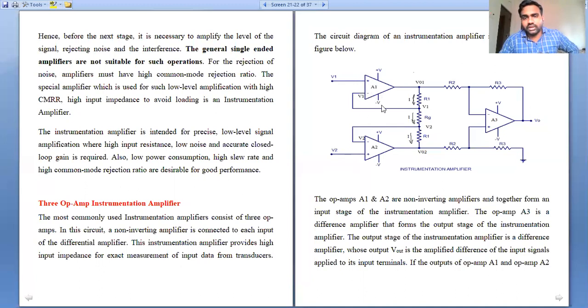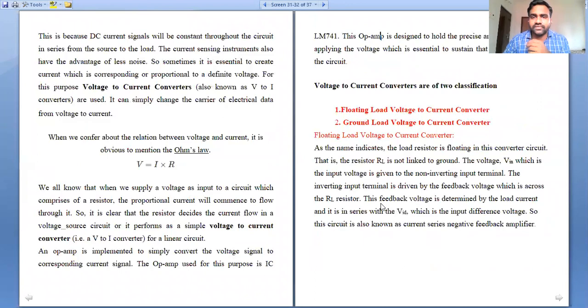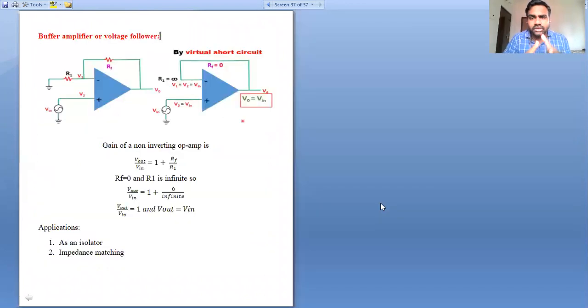This is the non-inverting type feedback circuit, or voltage follower circuit, where the output voltage is proportional to the input voltage of the same magnitude. See here, the output voltage is V2 and the input voltage is V2, of the same magnitude. There is no change in magnitude and no change in polarity. That's where we use the voltage follower or buffer amplifier circuit, where we need an output voltage the same as the input voltage, with the same magnitude and no change in polarity.